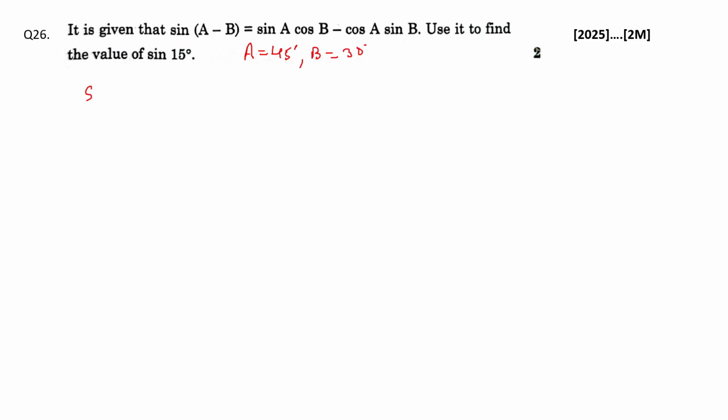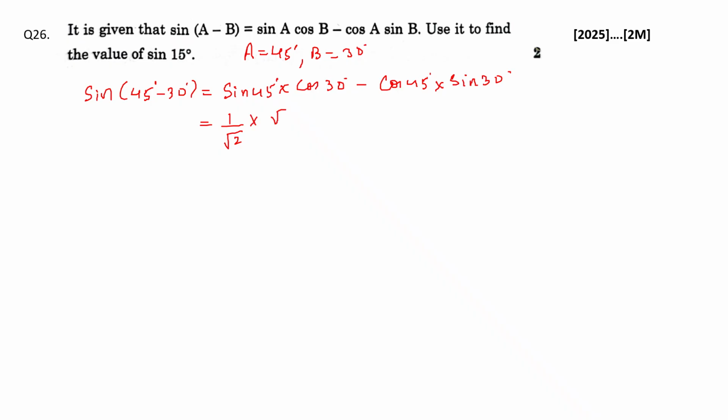So sin(45 degrees minus 30 degrees) will be equal to sin 45 degrees into cos 30 degrees minus cos 45 degrees into sin 30 degrees. Sin 45 degrees is 1 by root 2, cos 30 degrees is root 3 by 2, cos 45 degrees is 1 by root 2, and sin 30 degrees is 1 by 2. So it will become (root 3 minus 1) by 2 root 2. Now this is the answer for sin 15 degrees. So this is one of the important questions.